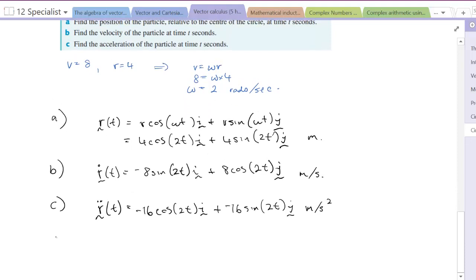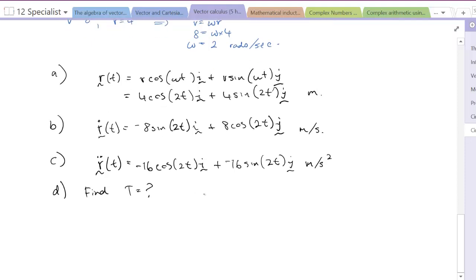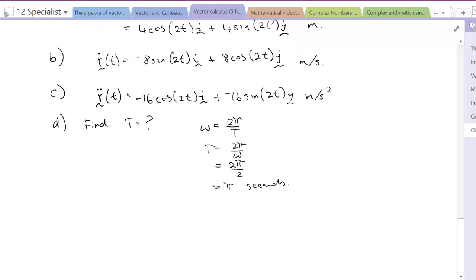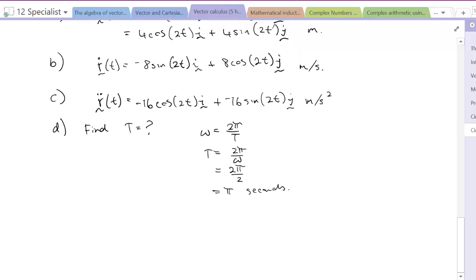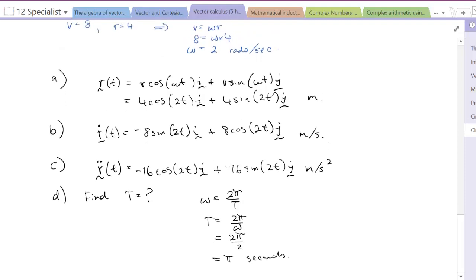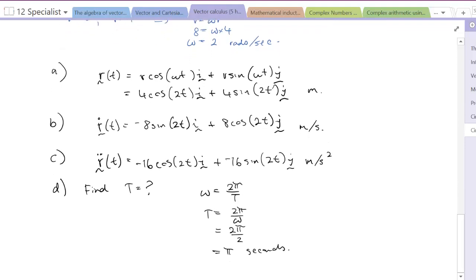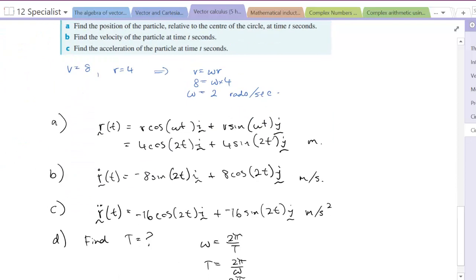If we had to say part D, find the period, then we know that omega is equal to 2 pi on the period, or the period is equal to 2 pi on omega, which means we'd be looking at 2 pi on 2, which would be pi seconds. So that means it completes one cycle in pi seconds. Okay, so that should be enough information to complete the lesson, and that's how we use circular motion in an applied sense.